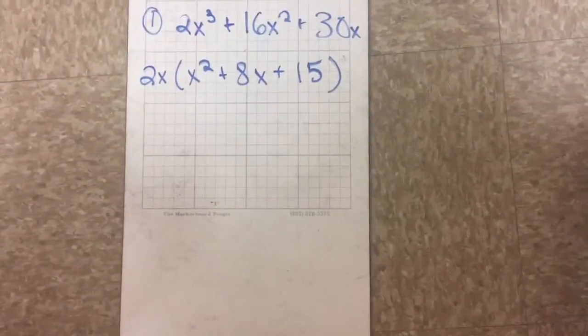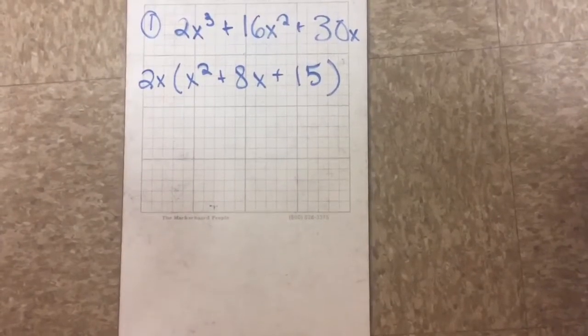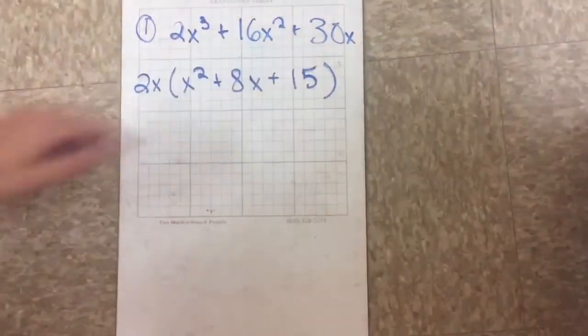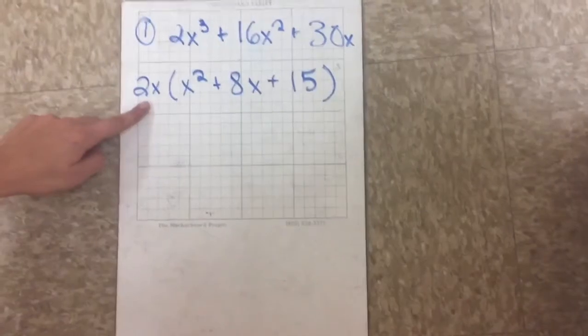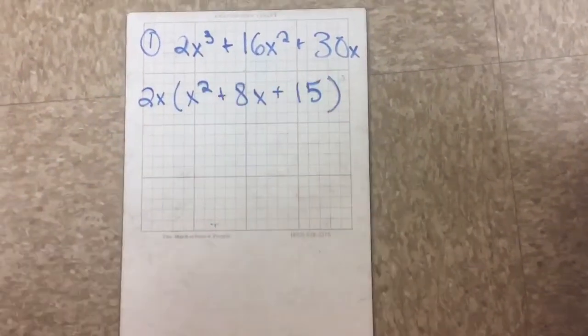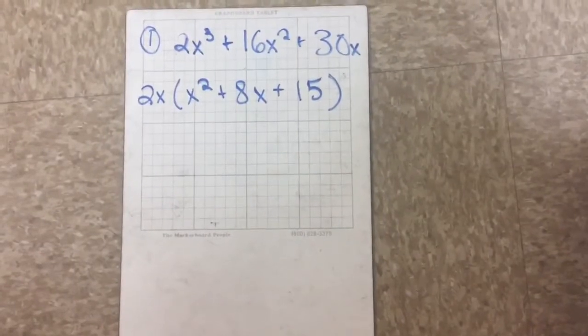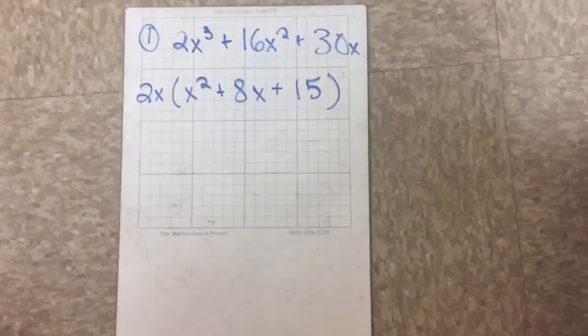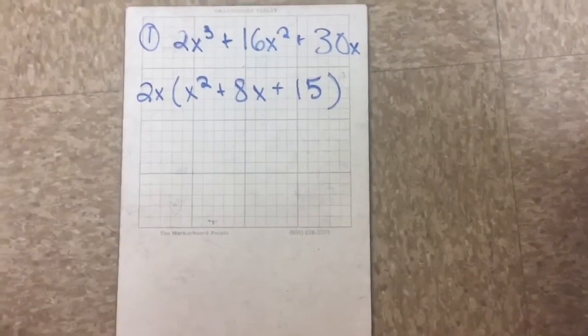When given the trinomial, you need to take out the greatest common factor between the three terms. In this case, it's 2x, because a 2 and x can be taken out of each of the three terms. And this leaves you with an answer: 2x times x squared plus 8x plus 15.